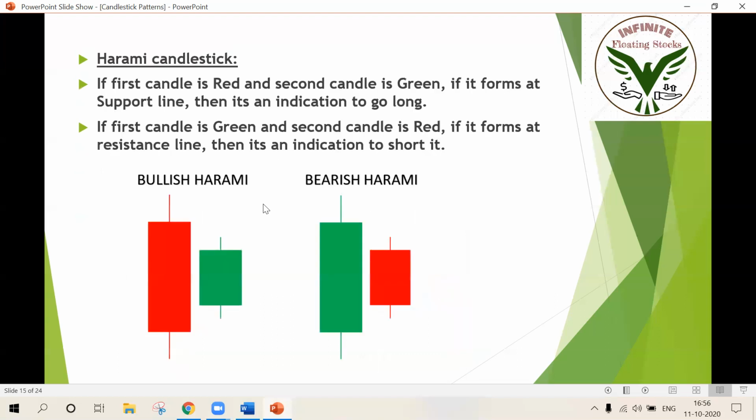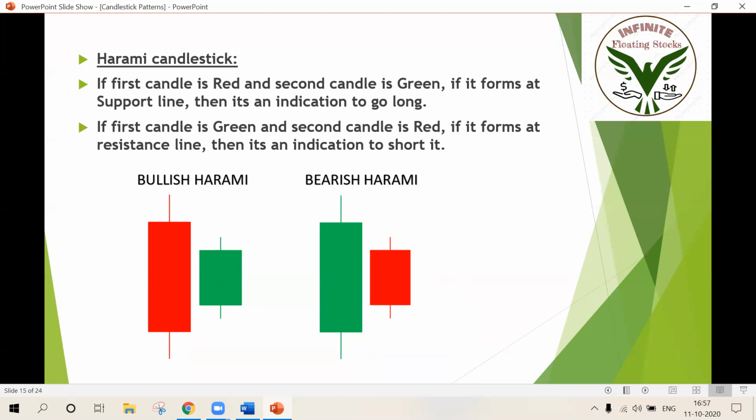Okay. Now Harami. This is another candlestick pattern. Look at the diagram. This is how the bullish harami looks, and this is how the bearish harami looks. If the first candle is red and the second candle is green, and it forms at support level, then it is an indication to go long. I already told you what going long is. Going long is nothing but making buy positions. The market will be bullish.